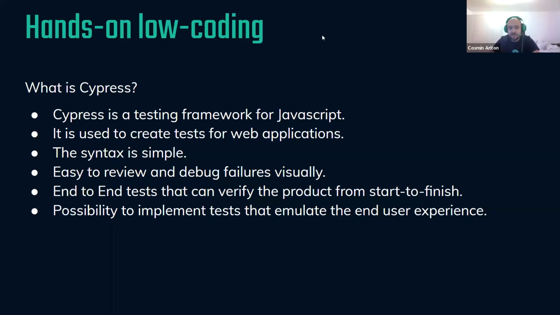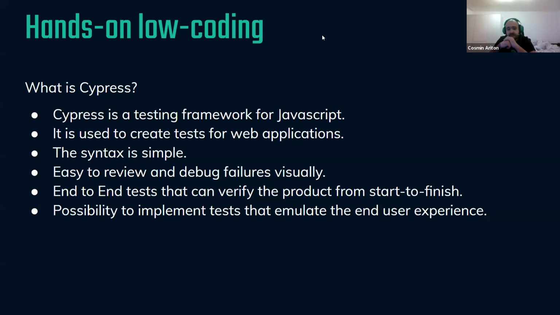So, the main question, what is Cypress? It is a testing framework for JavaScript. We can also use it to test our web applications. Why do we use Cypress? It's because its syntax is quite simple and it's easy to install. And it's also quite fast and reliable. It also has a way to visually debug and visually see the failures in our product.